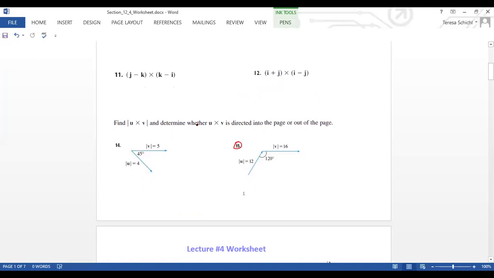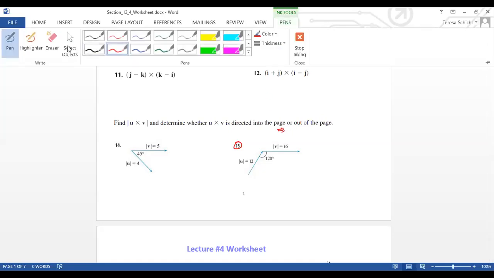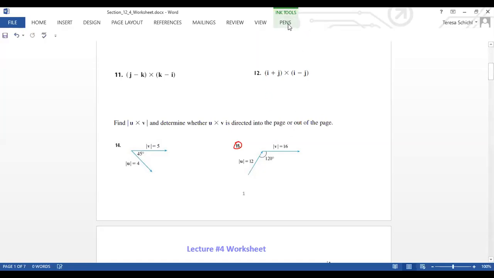Number 15 tells you to find U cross V and determine whether U cross V is directly into the page or out of the page. The purpose of this one is to make sure you understand what we call the right-hand rule. So let me put the right-hand rule here.